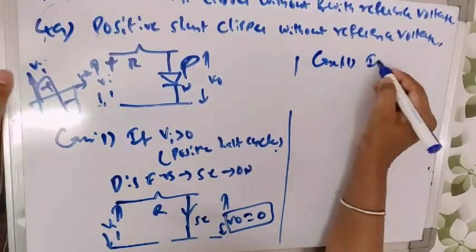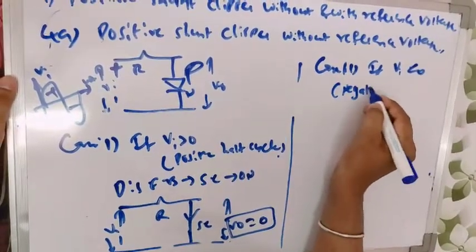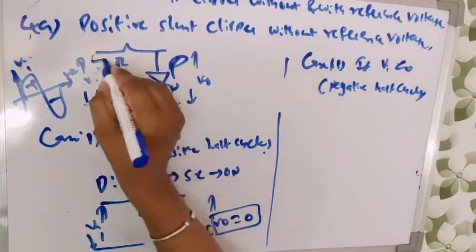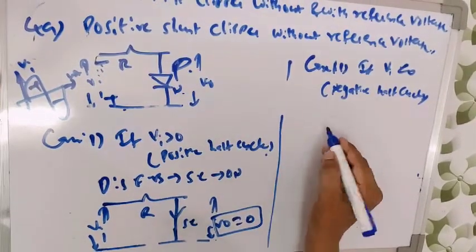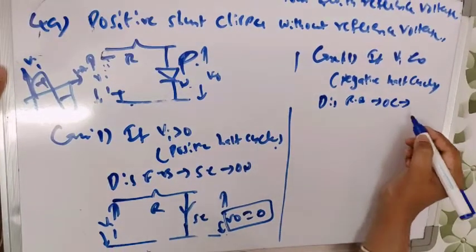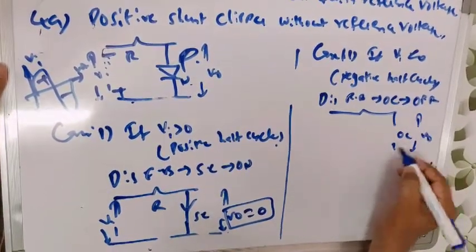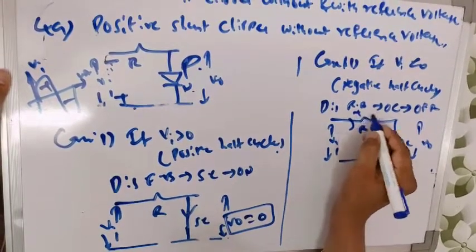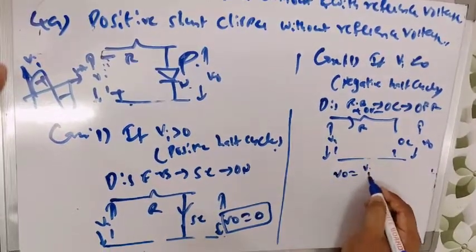Case 2: if Vi is less than 0, that is the negative half cycle. During the negative half cycle, negative voltage is given to the P type and positive to the N type, so this diode is reverse biased. Reverse biased means it is considered as an open circuit, an OFF switch. When the diode is open circuited, the output voltage is equal to the input voltage, because there is no current flowing. The voltage across this resistor is 0 volts. Output follows the input because this is a parallel connection. V0 is equal to Vi for this case.